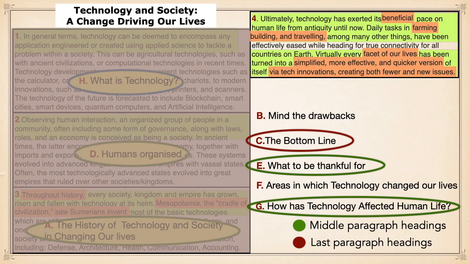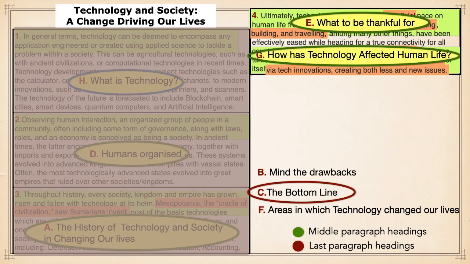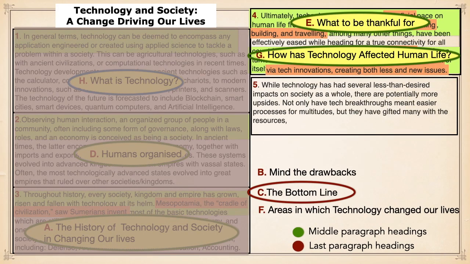So, heading G. How has technology affected human life? Okay, the paragraph talks about daily tasks. Things are simplified, more effective and quicker. Okay, I can't decide now. Both headings seem to be equally correct. I'll mark both headings as possible options and go on to the next paragraph for now. I'll come back to make a decision later.